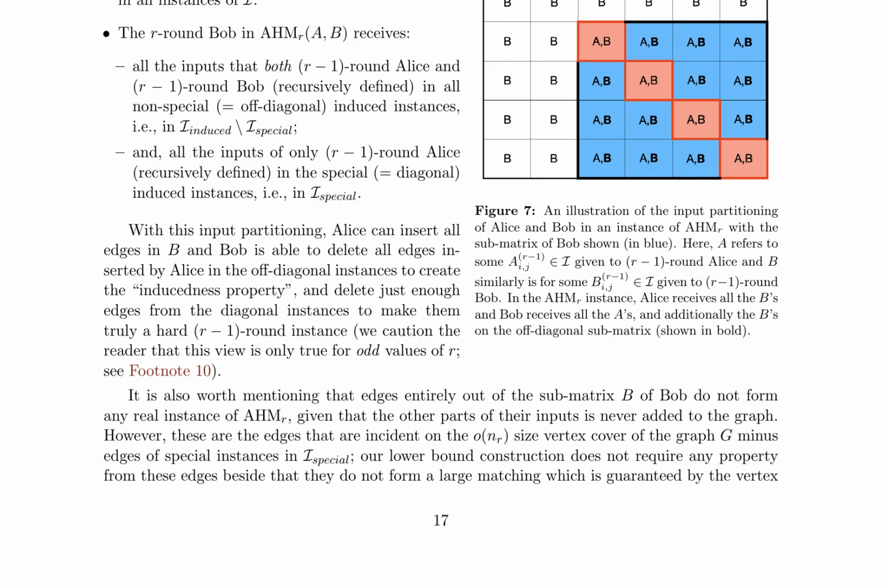These edges are incident on the O(n_R) size vertex cover of the graph G minus edges of special instances in I_special. The lower bound construction does not require any property from these edges besides that they do not form a large matching, which is guaranteed by the vertex cover. The recursive approach used by the authors involves a careful analysis of the input partitioning and the properties of the edges. This leads to a novel lower bound construction that sheds light on the fundamental limits of communication complexity in the AHM problem. The findings have significant implications for the design of efficient algorithms for matching problems in various computational models.